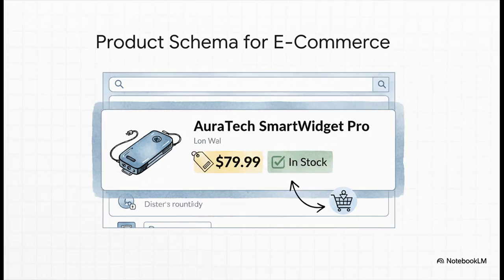And hey, if you're in e-commerce, this is an absolute game changer. Product schema can pull the price and availability right onto the search page. This means the people clicking through are already qualified. They know the price, they know it's in stock.